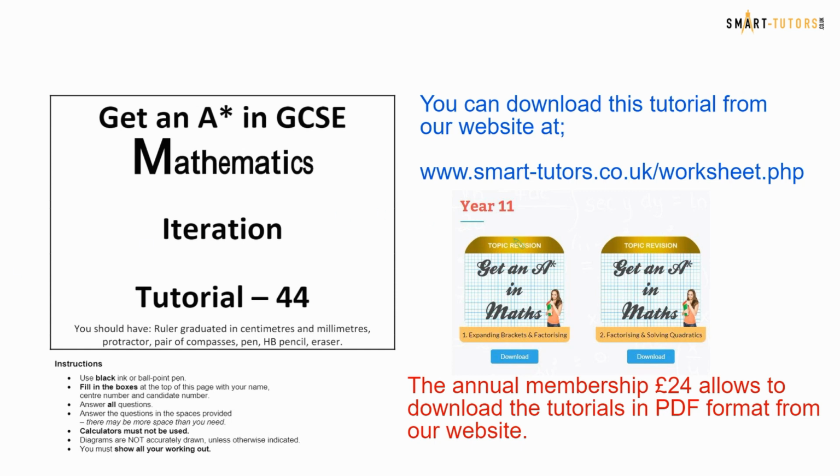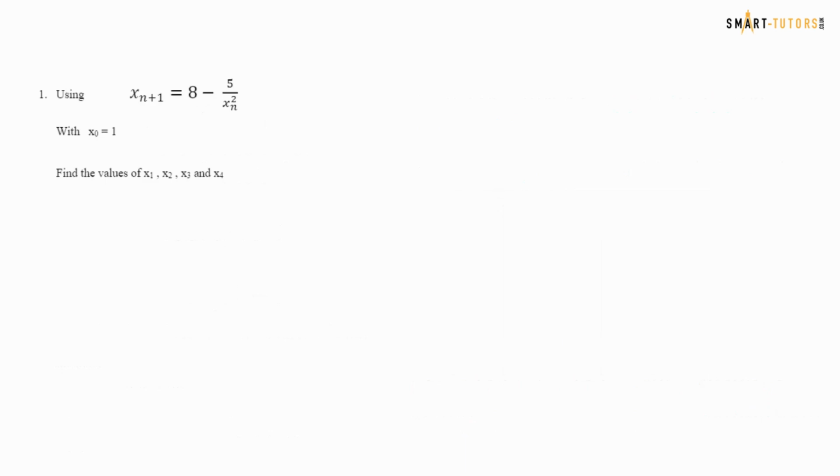Let's look at the exam style question. Question number 1. Using x(n+1) equals 8 minus 5 over x_n squared, with x0 equal to 1, find the values of x1, x2, x3, x4. This is the equation we are going to use for the iterative process. We call x0 equal to 1 the starting value.